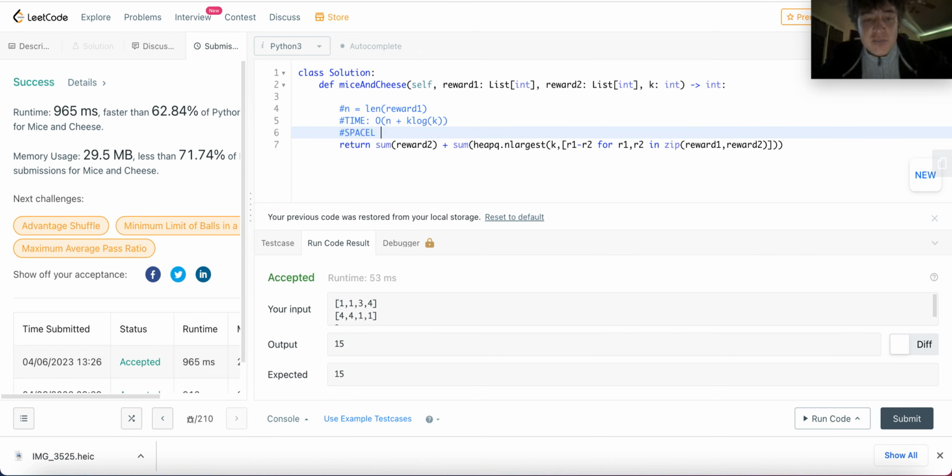And then for space, well, we have to create a heap with k items, right? Because we have to determine the k items. So we have to make something of at least k size. So that's big O of k.